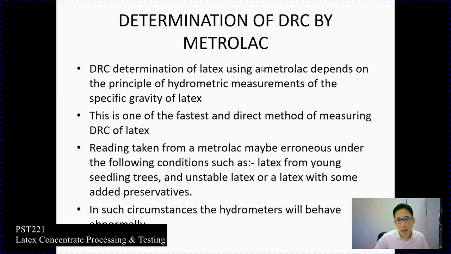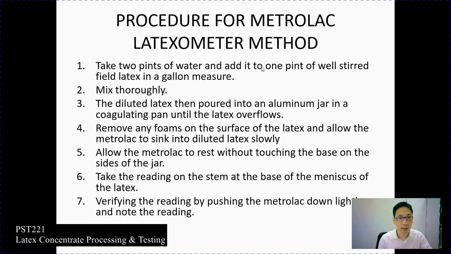In any such circumstance, the hydrometer will behave abnormally. So what happens if the latex is not suitable during the measurement? The hydrometer will start to fluctuate on the surface of the latex, or it will start to rotate. So if this occurs during the measurement, you need to go with another method, which is the spot method or the standard method.